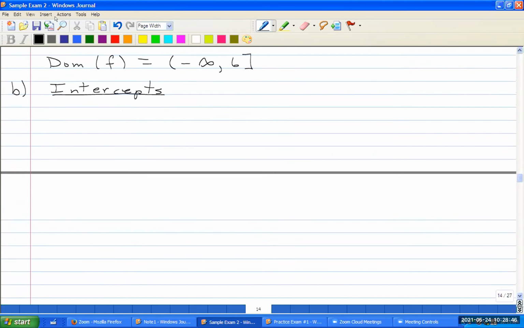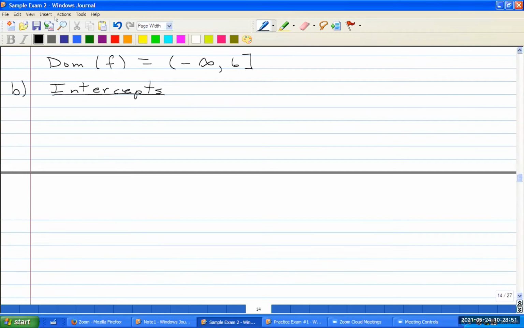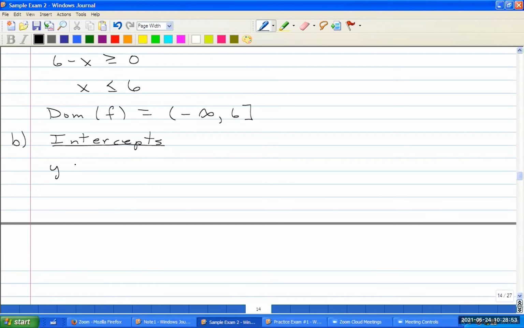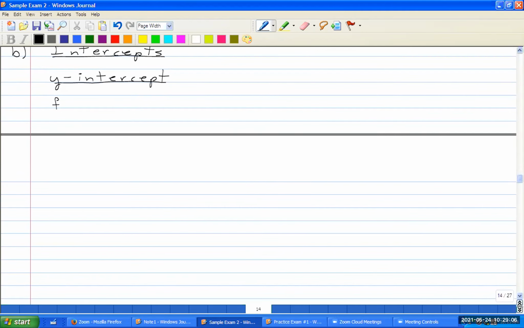So let's find the intercepts for my function. Well, let's find the y-intercept. And so my y-intercept is just 0. So my y-intercept is at the origin.